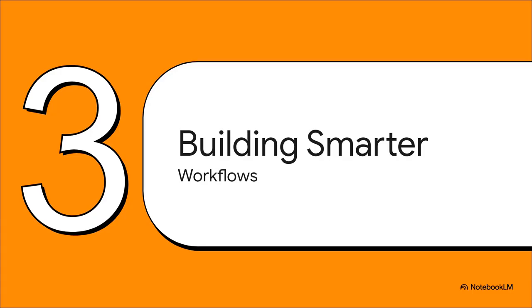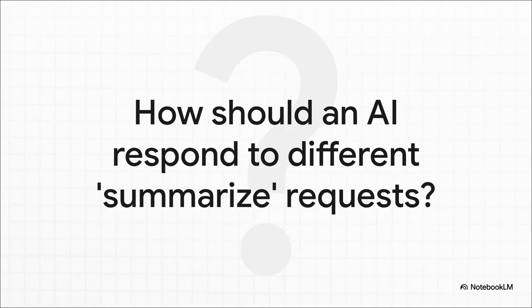Okay, so that's all great in theory. But let's see how these features actually help us build smarter workflows in the real world. And we'll start with one of the most common challenges, routing. So check this out. Look at these 3 requests. They all use the word summarize. But think about it. Each one needs a totally different action.